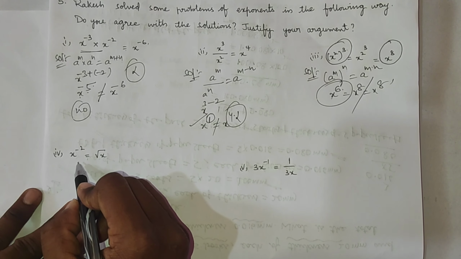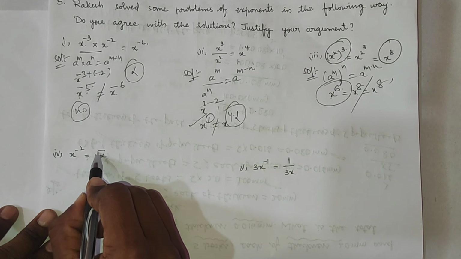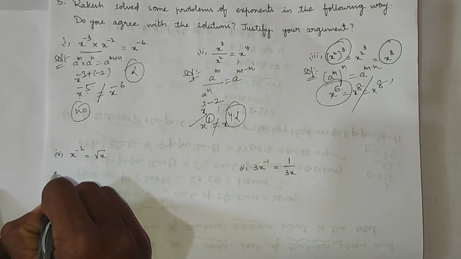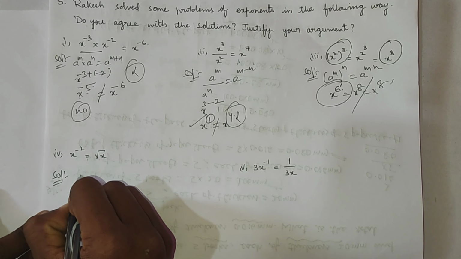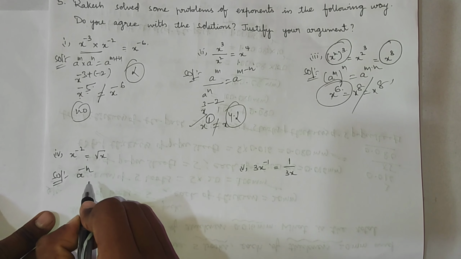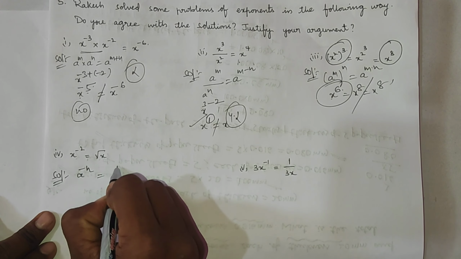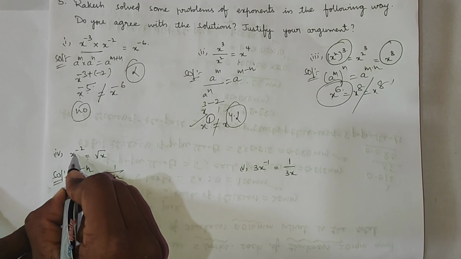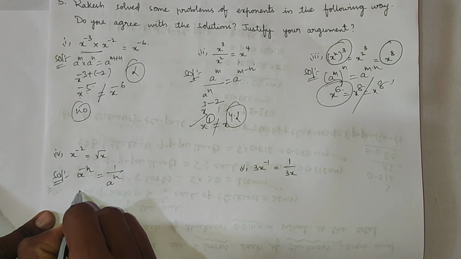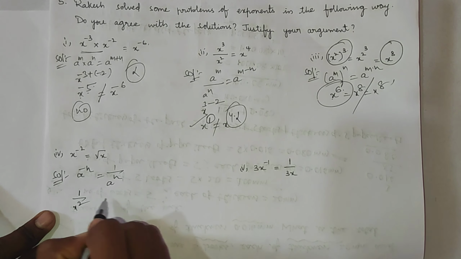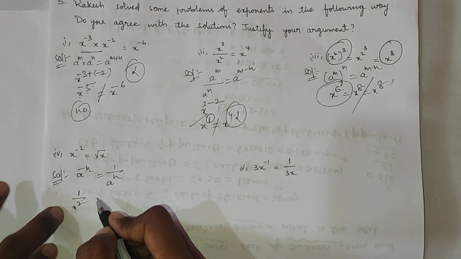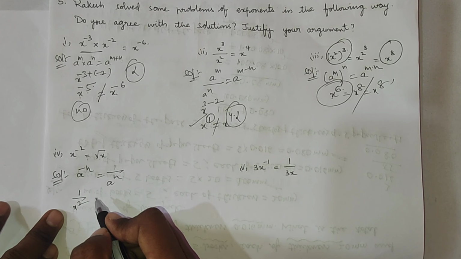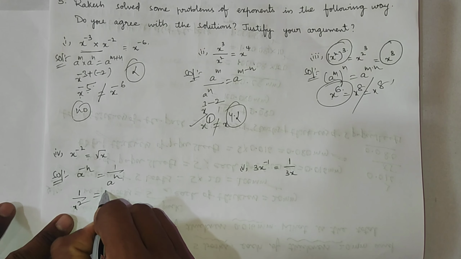x to the power of minus 2 is equal to root of x. So we know that a to the power of minus n is equal to 1 by a to the power of n, right? So x to the power of minus 2 becomes 1 by x square, right? 1 by x square is equal to root x.